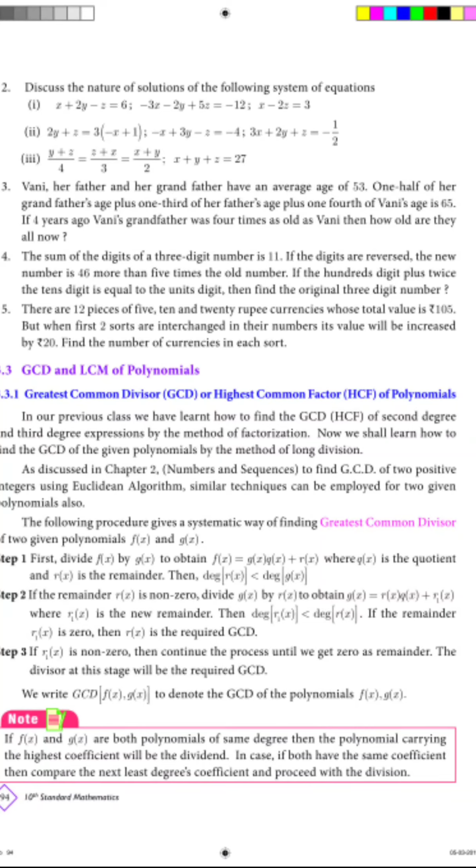Already their value is given as 105. Now the value is increased by 20, so we have to add it up. We should not write simply equal to 20. We have to find the number of currencies in each chart, so we have to assume the variable for the number of currencies in each chart. Let us assume the variables and frame the equations.